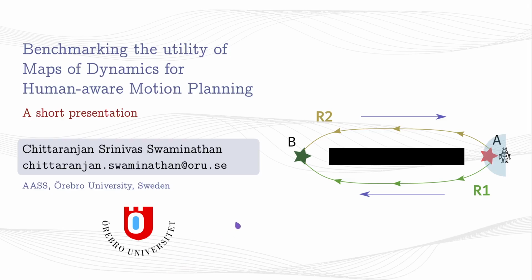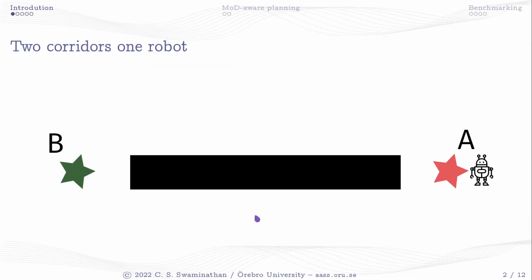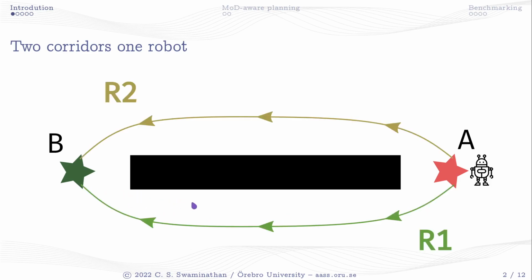Hello and welcome to this short video of my work, benchmarking the utility of maps of dynamics for human-aware motion planning. Let's start with a short example. Suppose there's a robot at point A, marked by the red star, that has to travel to point B, marked by the green star. A traditional motion planning algorithm would return one of two paths, which is R1 and R2. These paths are equally long and hence equally viable.